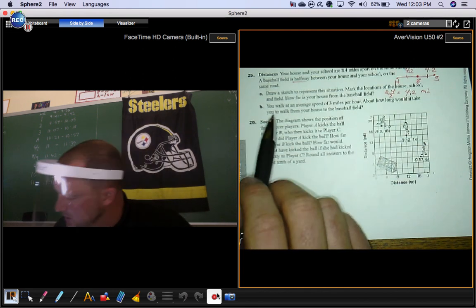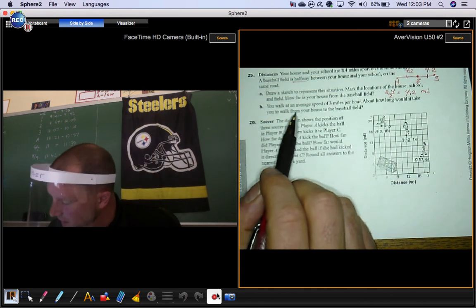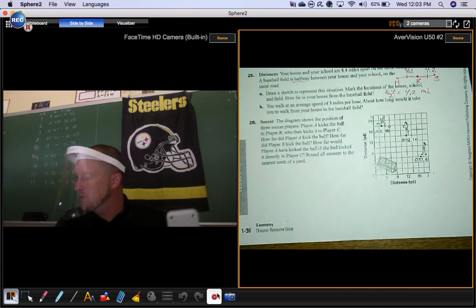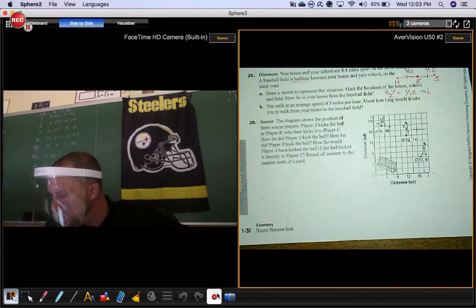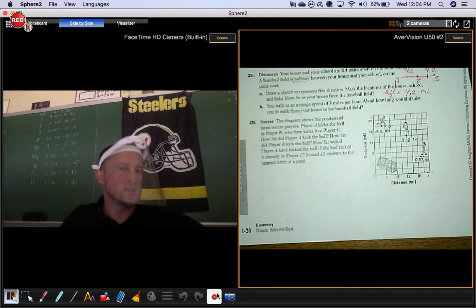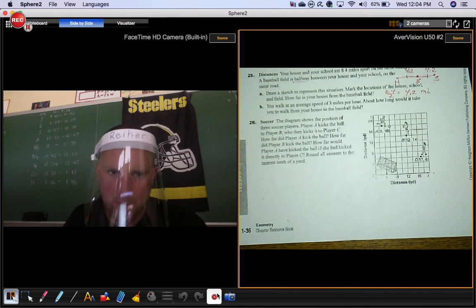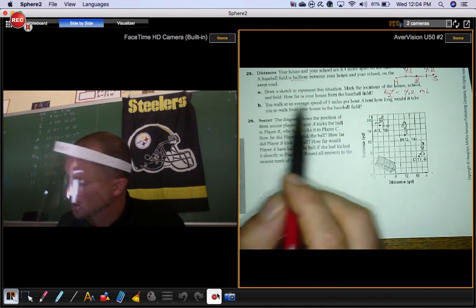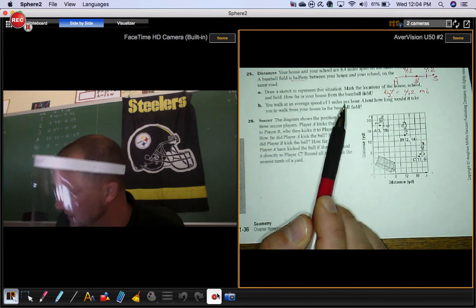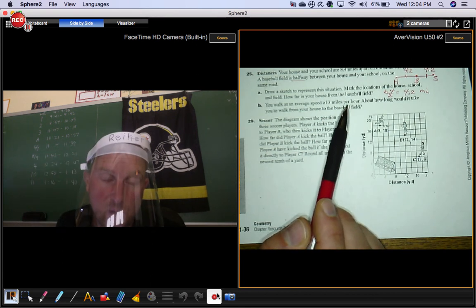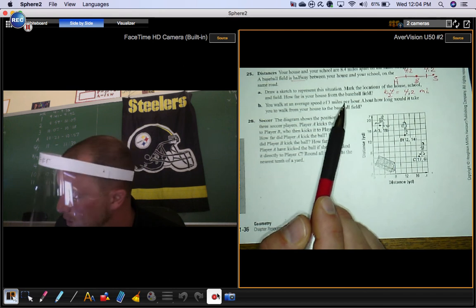Now it also says that for part B, you walk an average speed of 3 miles per hour. About how long would it take you to walk from your house to the baseball field? That might sound confusing. But if you can walk 3 miles per hour, that means after 1 hour of walking, you've gone 3 miles.